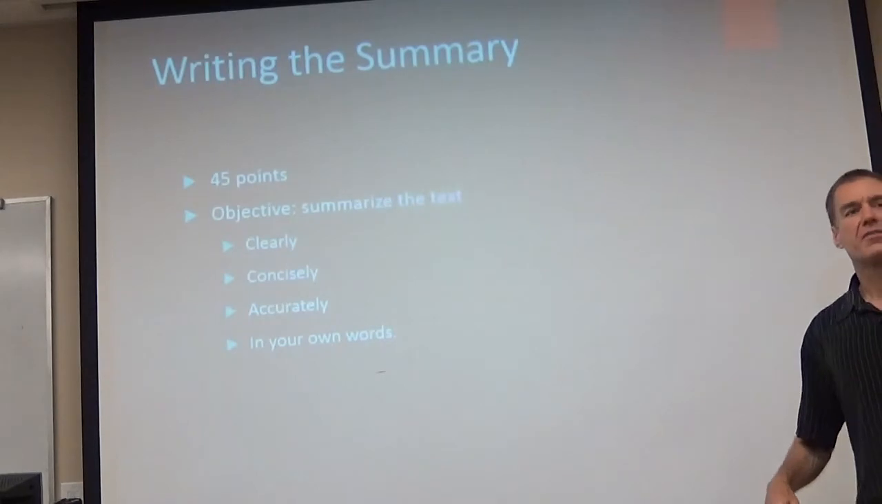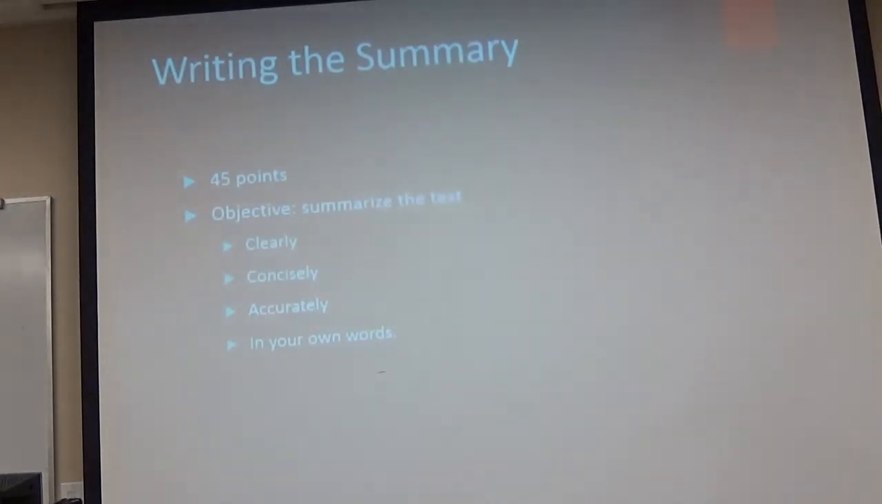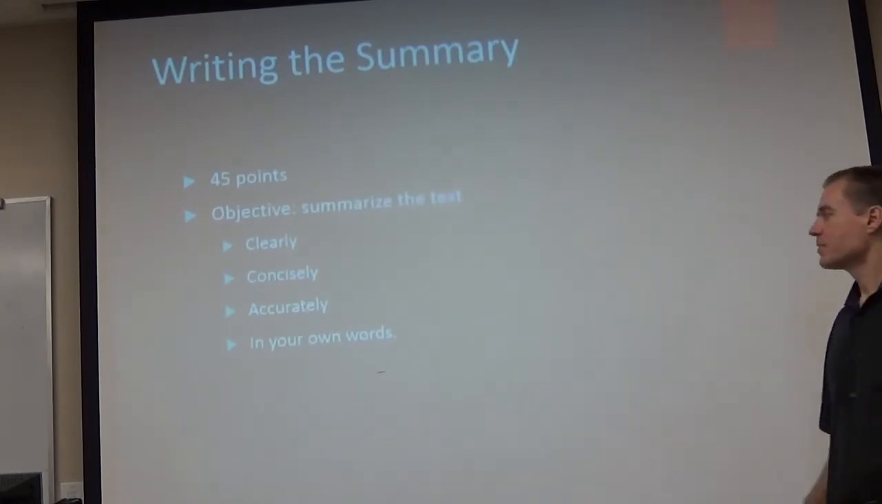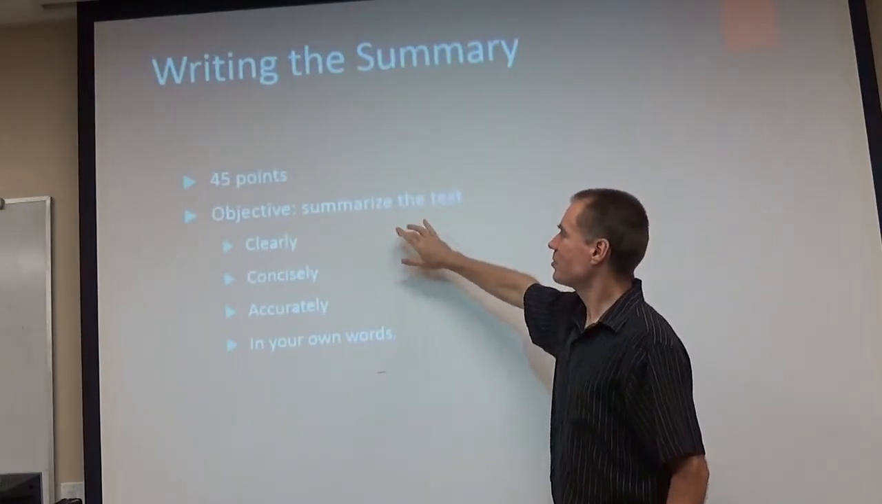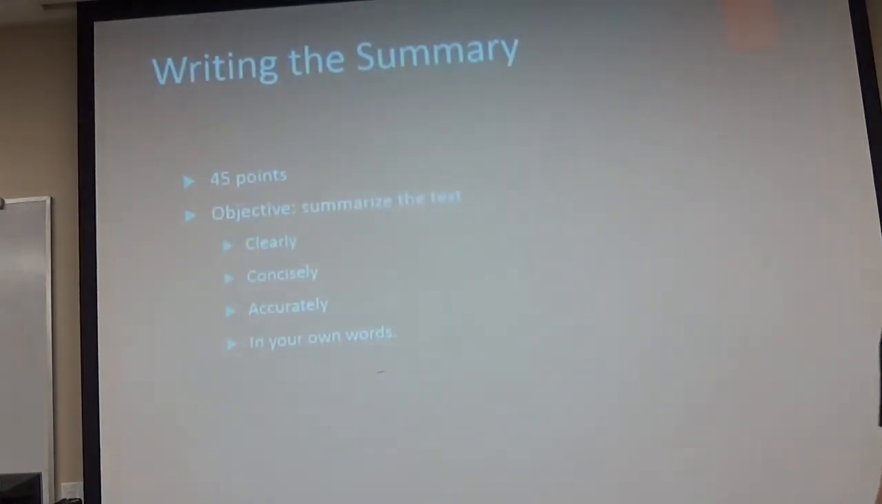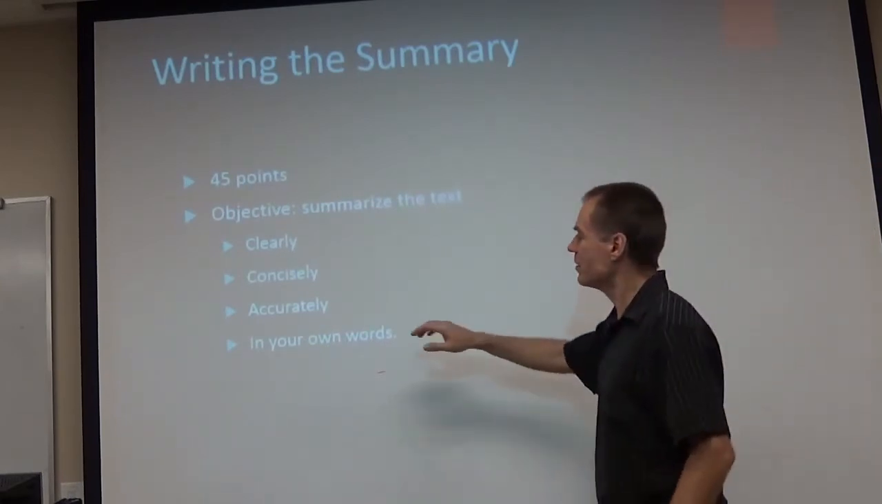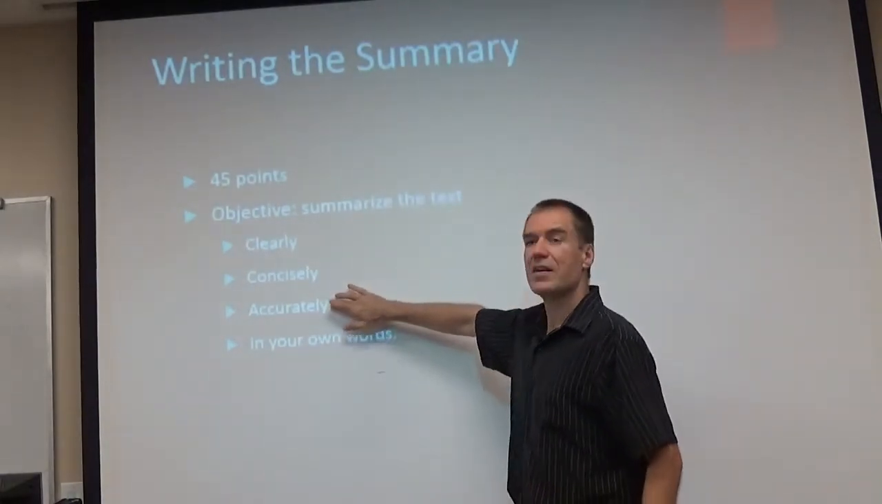Now the summary is a big chunk of the grade. It's 45 points, and the objective there is to summarize the text. Now, a summary has the following qualities of goodness. First, you want it to be clear. Secondly, the point of a summary, of course, is to be concise. You don't want to be longer than what you're summarizing, because then you might as well read the original. So the idea is to say what's going on in fewer words than the original. But the challenge is to make sure this is done accurately.